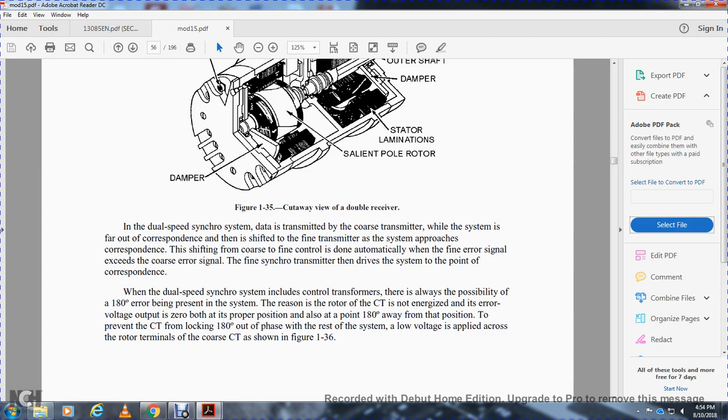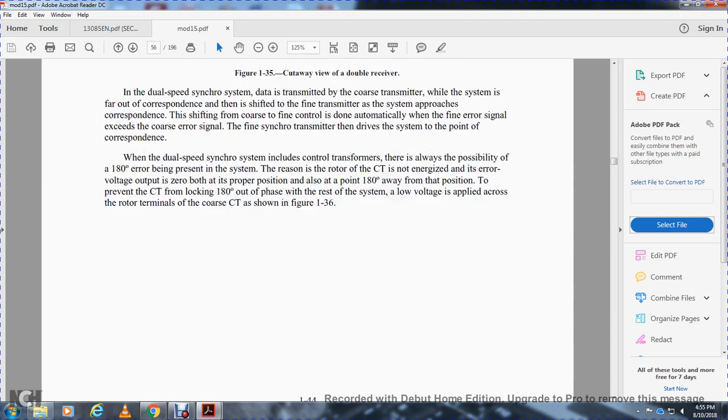When the dual speed synchro system includes the coarse control transformer, there is always the possibility of the 180 degree error being present in the system. The rotor of the control transformer could drive the error voltage to zero output in the proper position, but also at a point 180 degrees out of the way. To prevent the control transformer from locking at 180 degrees, the system uses a low voltage supply across the rotor terminal of the control transformer, as shown in figure 136.